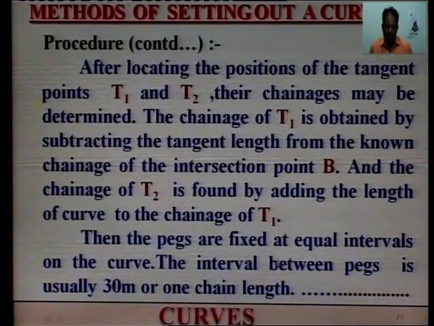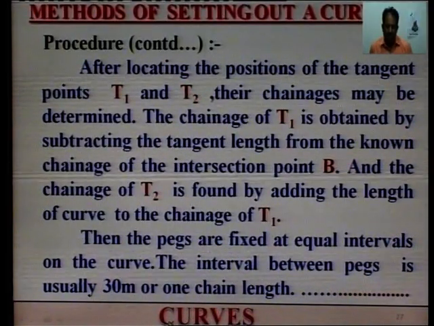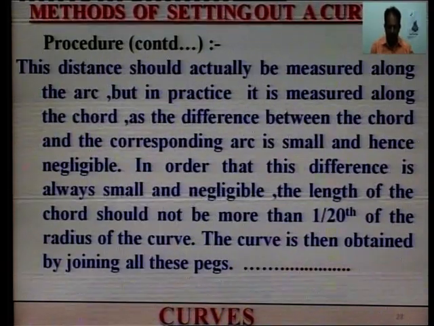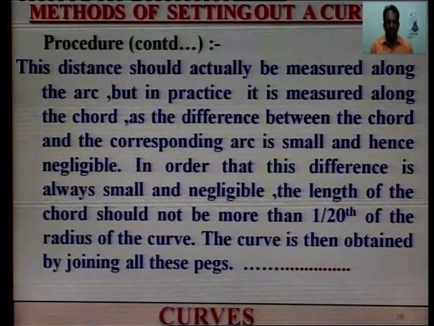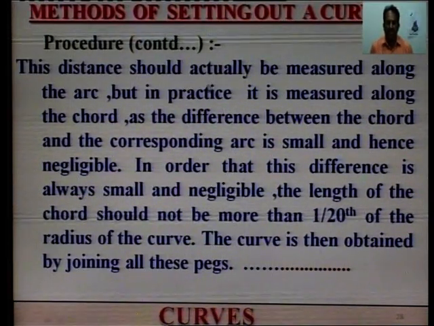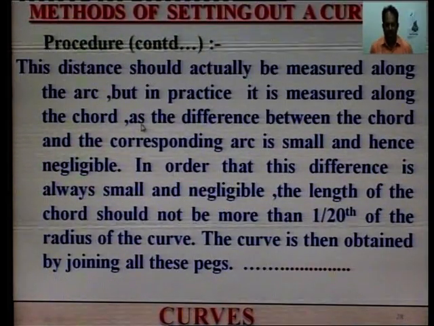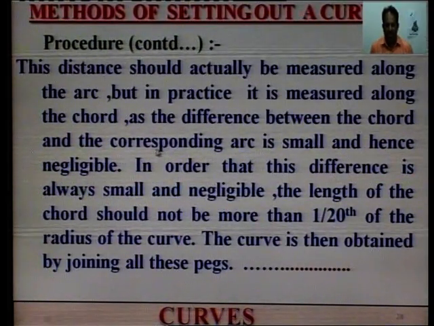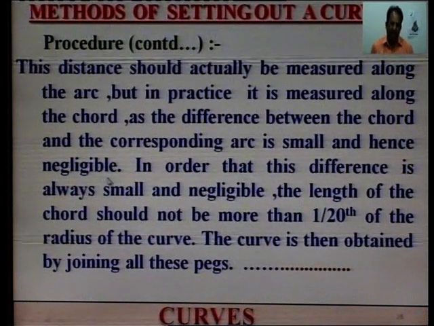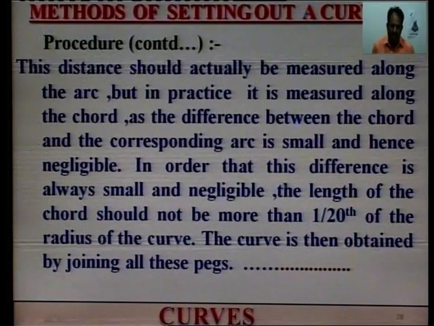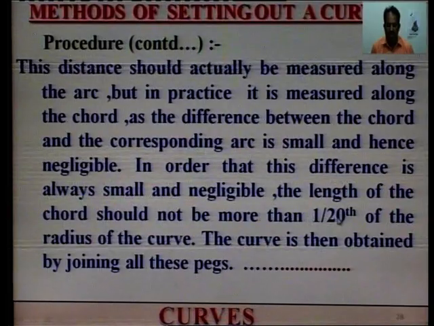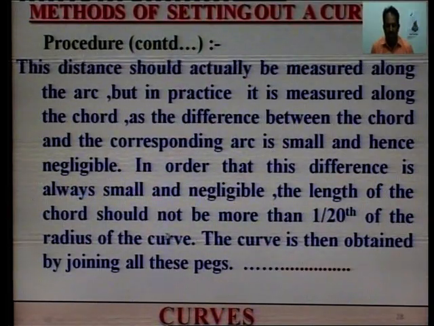on the curve. The interval between pegs is usually 30 meters or one chain length, whichever may be. Thus, this distance should actually be measured along the arc, but in practice it is measured along the chord, as the difference between the chord and the corresponding arc is small, and hence negligible. In order that this difference is always small and negligible, the length of the chord should not be more than 1/20th of the radius of the curve.